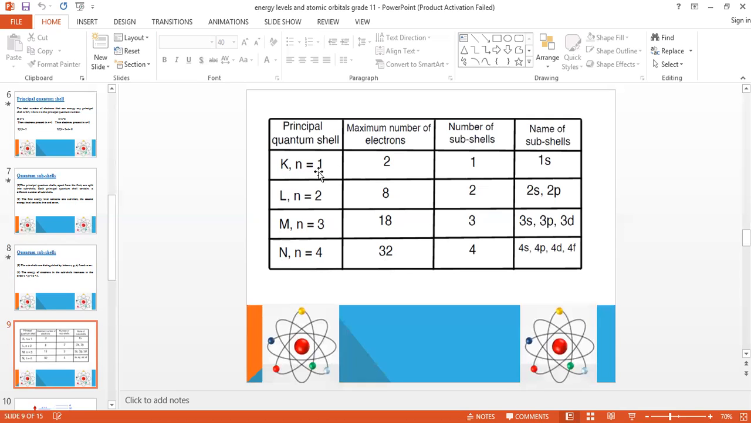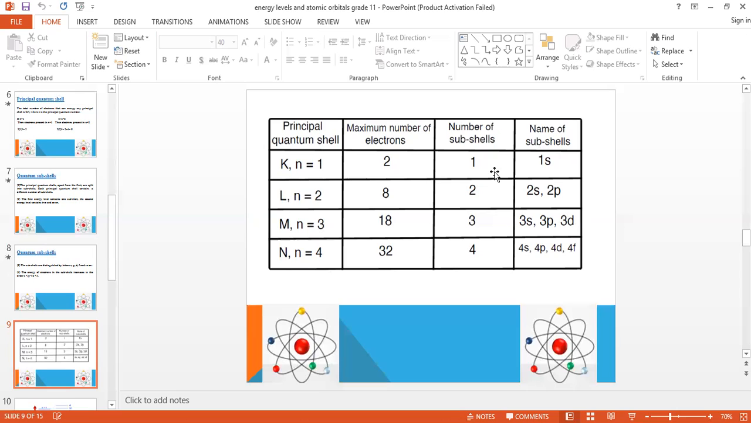Now, if n = 1, how many subshells? One. It's similar to subshells, like energy levels 1, 2, 3, 4. Now, concentrate on the last column, this one, number of subshells. It means now we arrange these subshells in an order. We are going to build up an order. Okay, and how to build up an order?